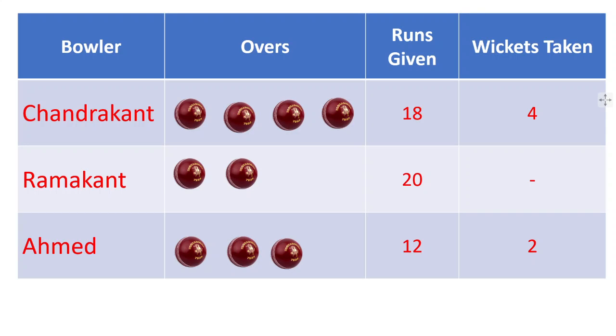Now, just by drawing the picture of a ball, it won't tell you what I want to present. So I should write on the right side bottom of the table that one picture, that is one ball, is equal to 1 over, that is 6 balls. You know that there are 6 balls per over. A number of questions can be asked on this table. How many overs are there in total? How many balls are bowled by Ramakant? How many wickets are taken by? I will ask you that now.